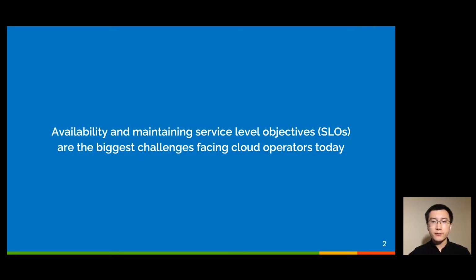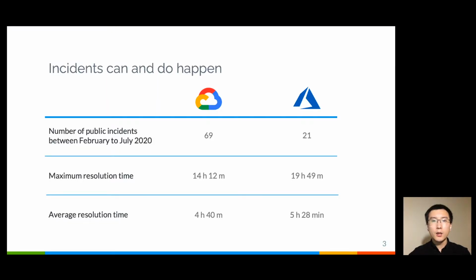Availability and maintaining service level objectives are the biggest challenges facing cloud operators today. Operators are working hard day and night to keep the complicated system up and running. However, incidents can and do happen.